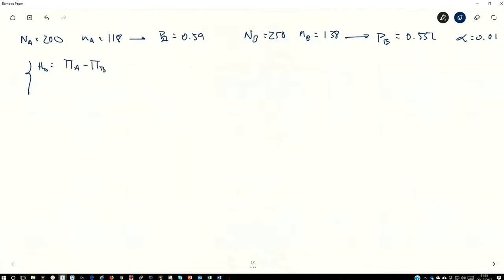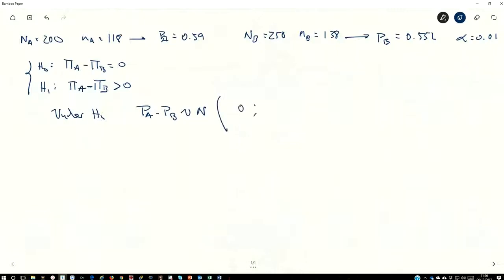So if we build the structure of the hypothesis testing, we have the null hypothesis that the difference between the population proportions is equal to 0, against the alternative that the proportion of employers in favor of the measure is greater than the proportion of wage earners.